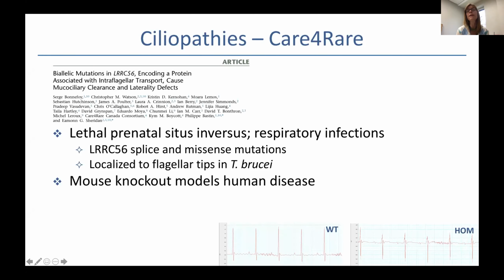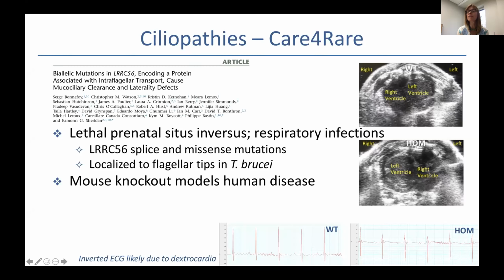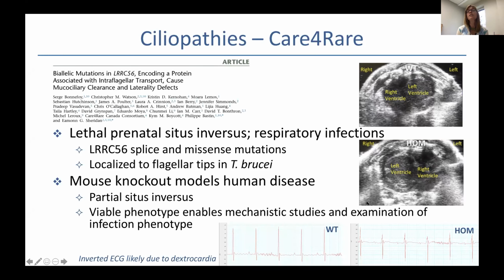Now, remember, these mice are running around and looking perfectly happy and healthy, but their ECG is upside down. So we did an echocardiogram, and what we saw is that the heart is actually reversed. In a wild type mouse, here's the right versus left ventricle, but in a homozygous LRRC56 null, it's reversed. The right ventricle is on the left side and the left ventricle is on the right side. So what we think is that this inverted ECG is likely a result of the heart being reversed. And when we open these mice up at pathology, we see a partial situs inversus. So the heart is often reversed.